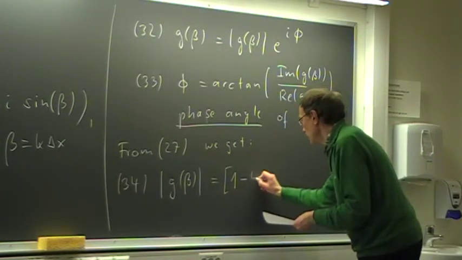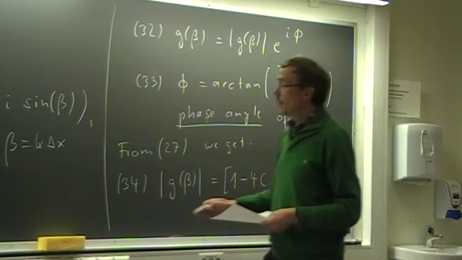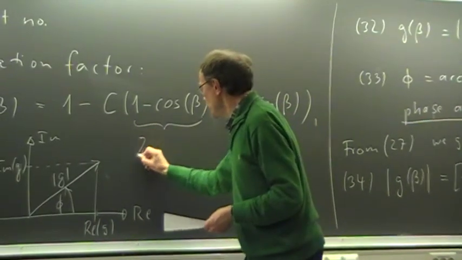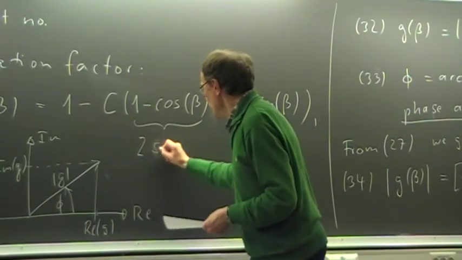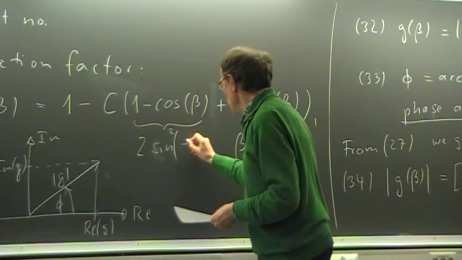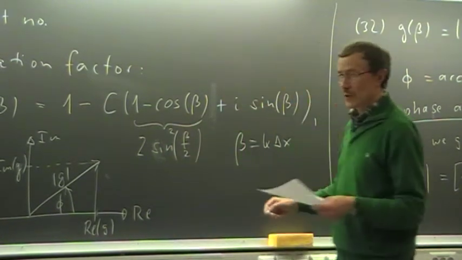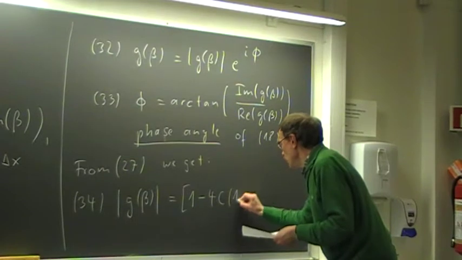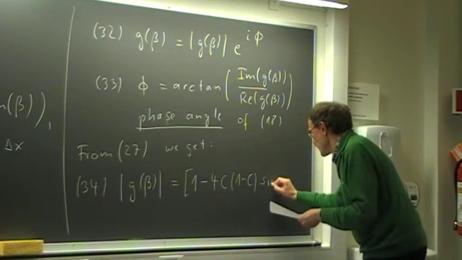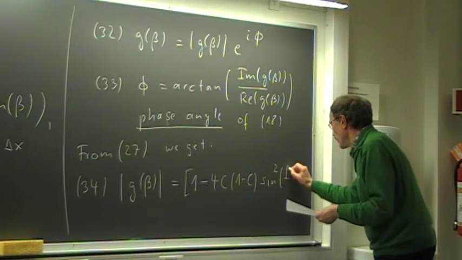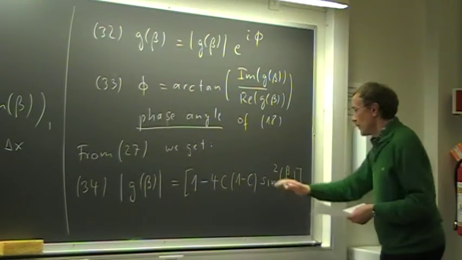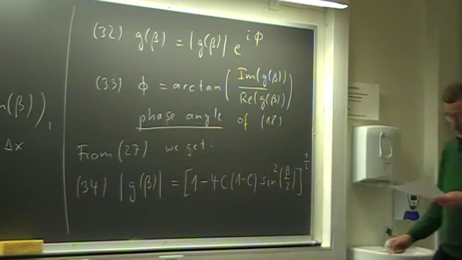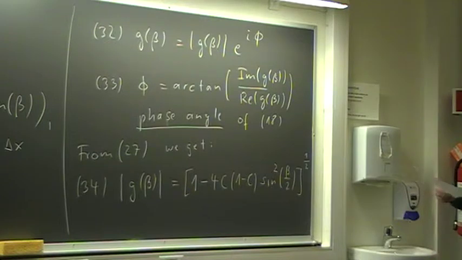1 minus, now I write this as 2 times, so that is what I think we also used. This is 2 times the sine squared of beta half. So that is another way of writing 1 minus cosine. So then we get 1 minus c, and then this sine squared of beta half. So that was the modulus squared, and now we take the square root of that. So then we have the modulus.